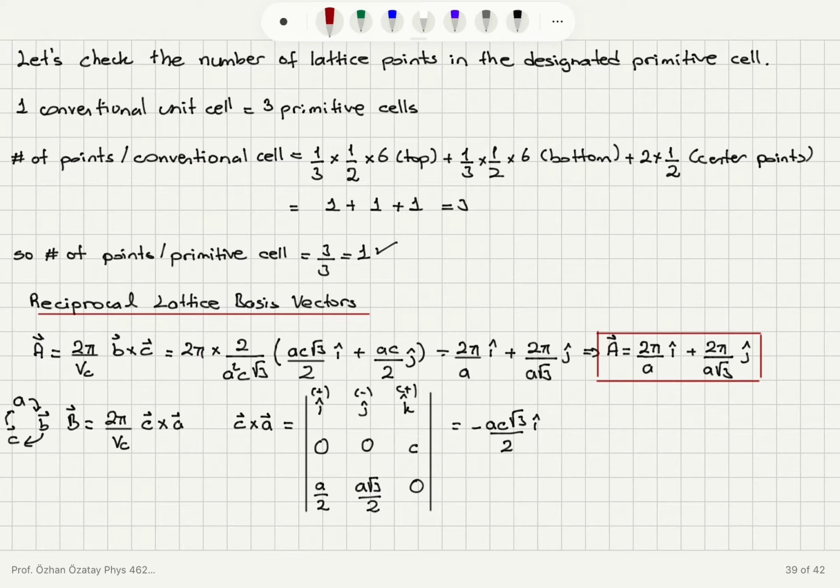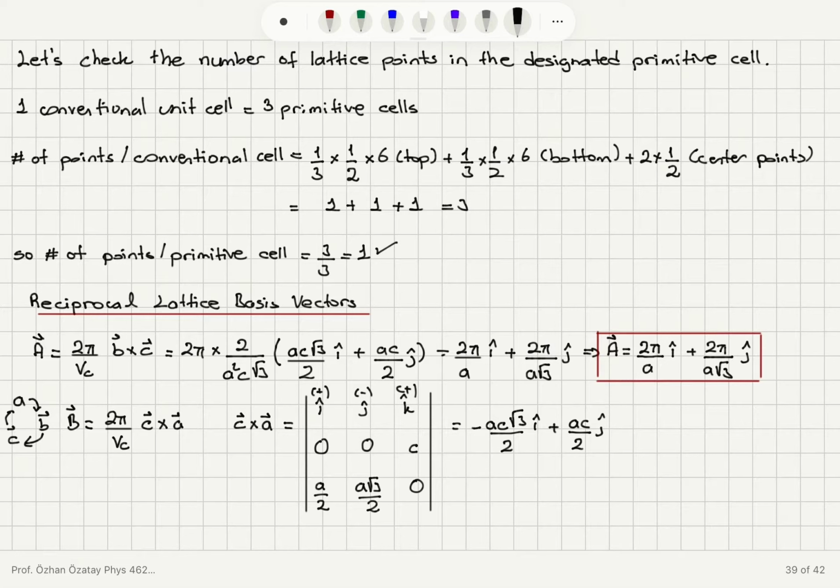And for the J hat component, I will cross the first row and second column, 0 times 0 minus AC over 2, but because of the minus sign, it's going to turn into a plus. So we will have plus AC over 2 J hat.